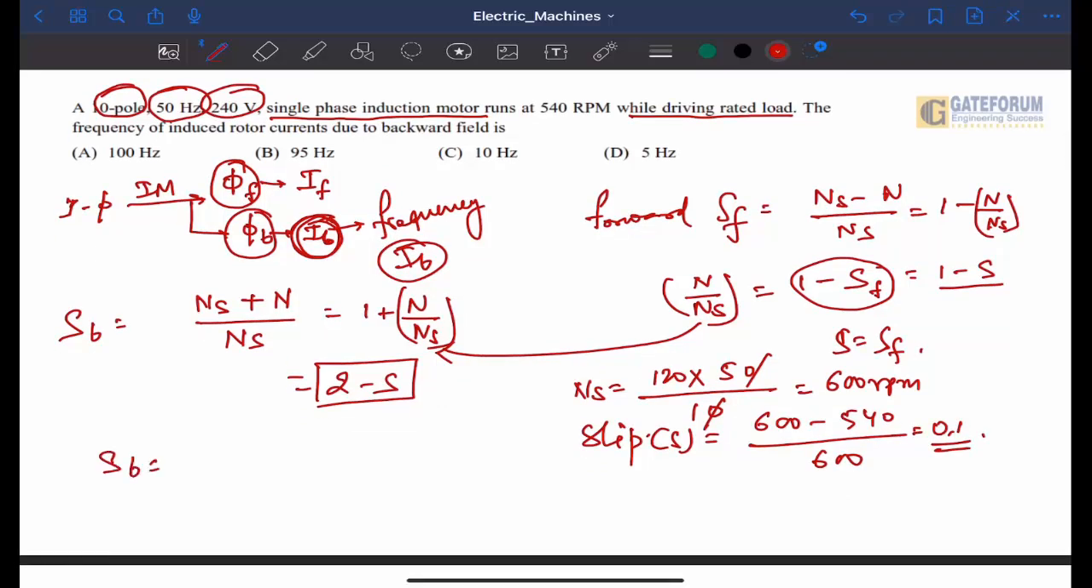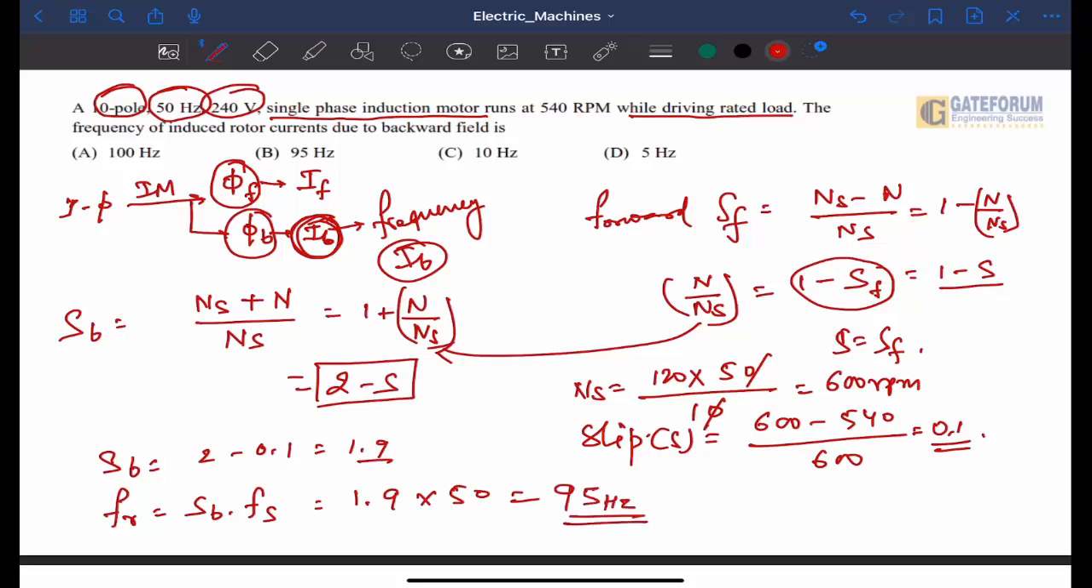Hence SB will be 2 minus 0.1, it will be 1.9. Now the rotor frequency is SB into supply frequency. That is 1.9 into supply frequency 50 Hertz. So it will be 95 Hertz. So the frequency of induced rotor currents due to the backward field is 95 Hz.